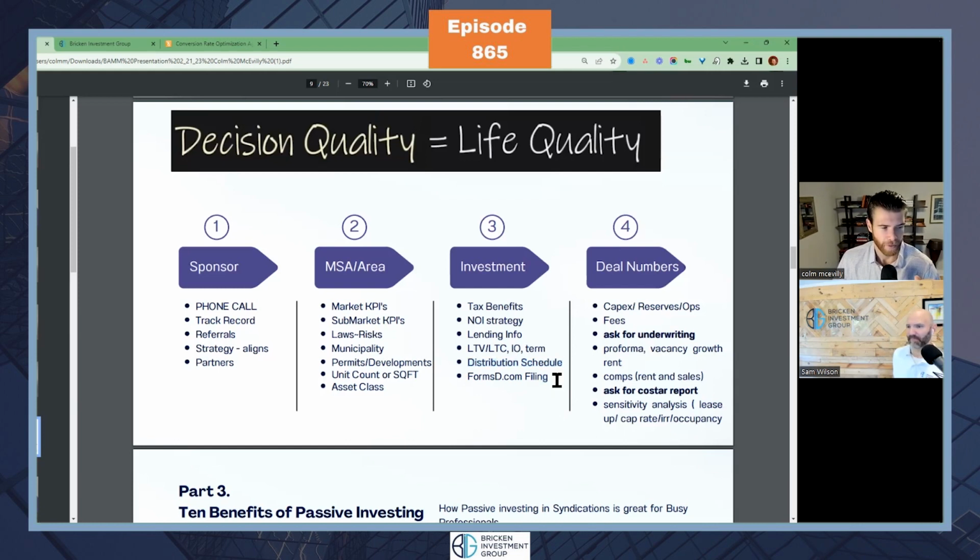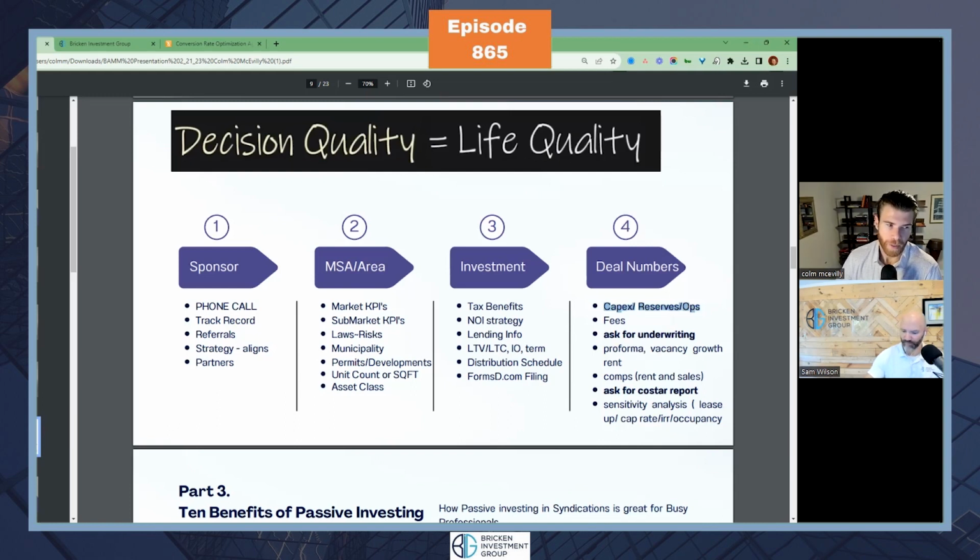And then the Form D SEC filing, just making sure that it's a real entity that you're sending your money to, but you probably already knew that because you vetted the sponsor. And then the last, we have 2 minutes for the last section, which is the deal numbers. Understanding the CapEx, the reserves, and the operational budgets, that's really important.